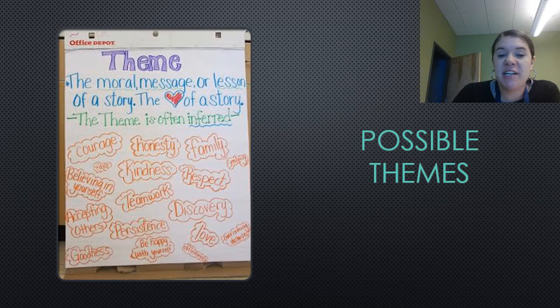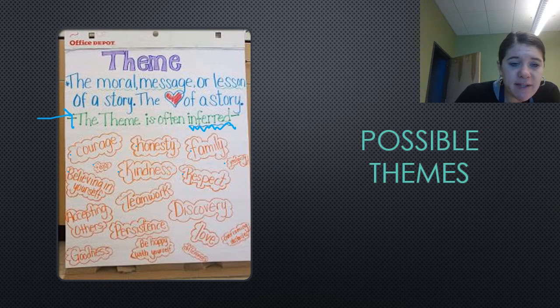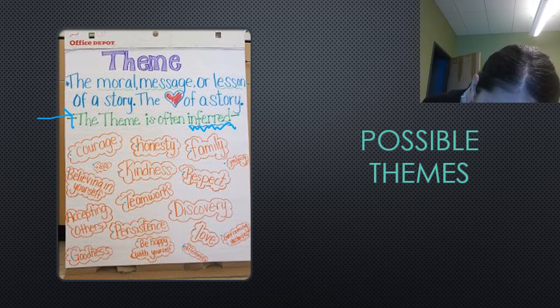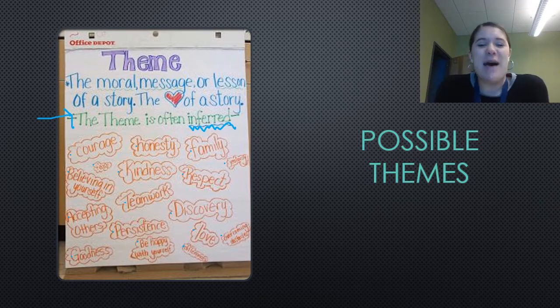So I want to just talk a little bit more about possible themes. Remember, the theme is the moral, message, or lesson of the story, and oftentimes the theme is inferred, okay? This is like the $1 million word, and we're going to talk more about this in a second. But things like courage, honesty, family, jealousy, respect, kindness, fear, believing in yourself, accepting others, goodness, teamwork, persistence, being happy with who you are, discovery, love, differences, and overcoming obstacles are all possible themes.